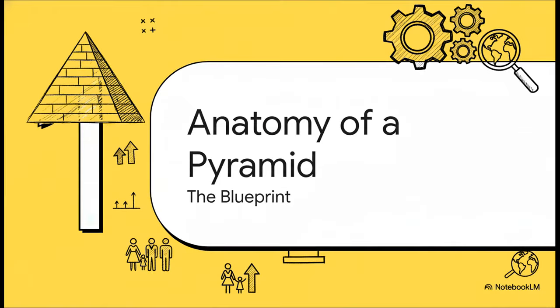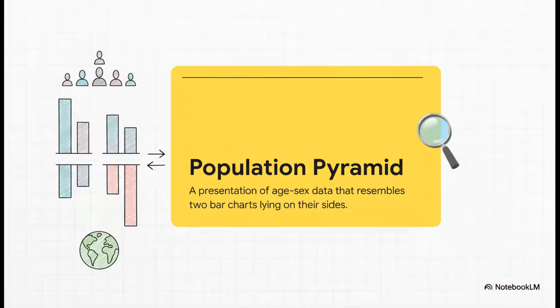Okay, first things first. Before we can start reading these incredible stories, we've got to learn the language they're written in. We need to understand the basic blueprint of the pyramid itself. So, what even is a population pyramid? At its heart, it's actually super simple. Just imagine taking 2 regular bar charts, one for men, one for women, flipping them on their sides and sticking them back to back. That's it. Simple idea, but wow, is it powerful.